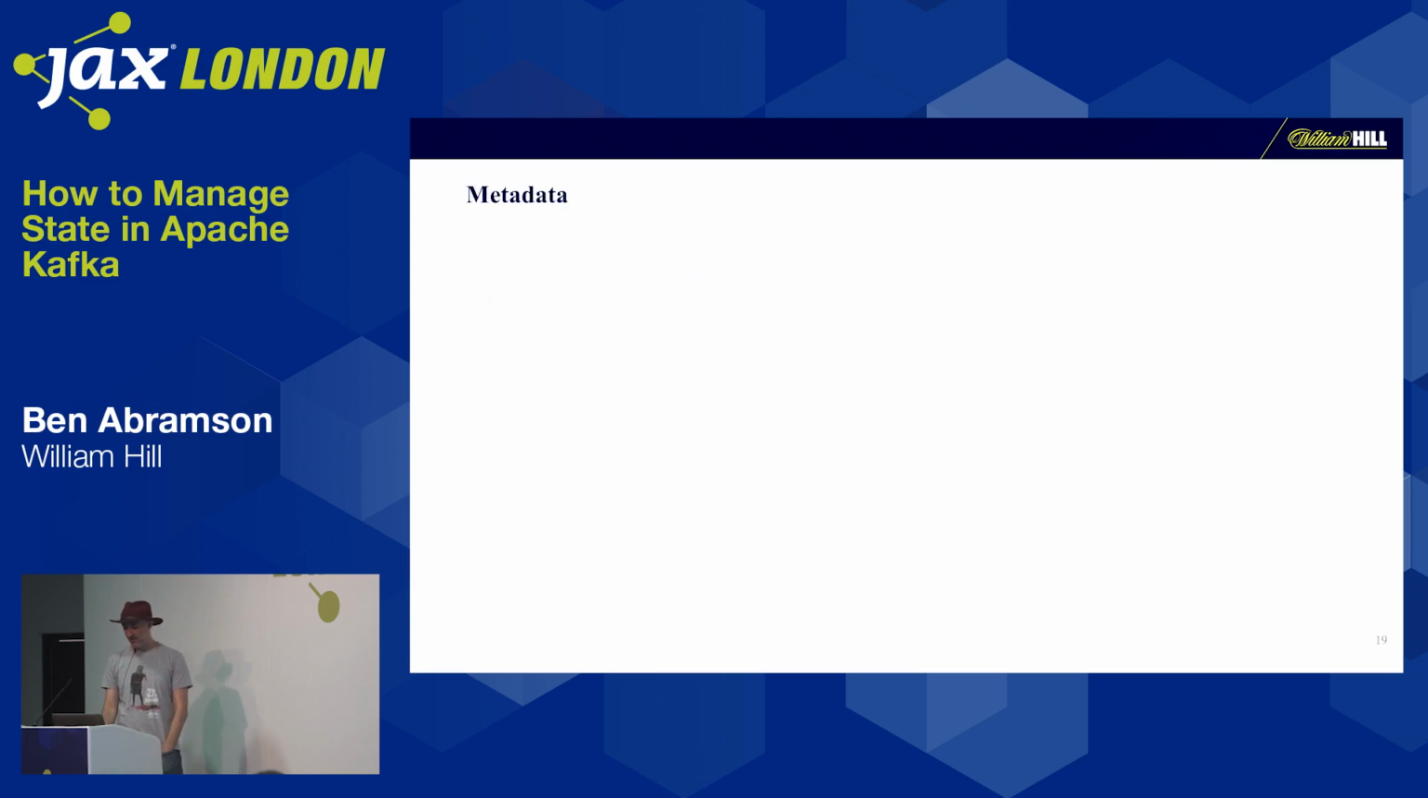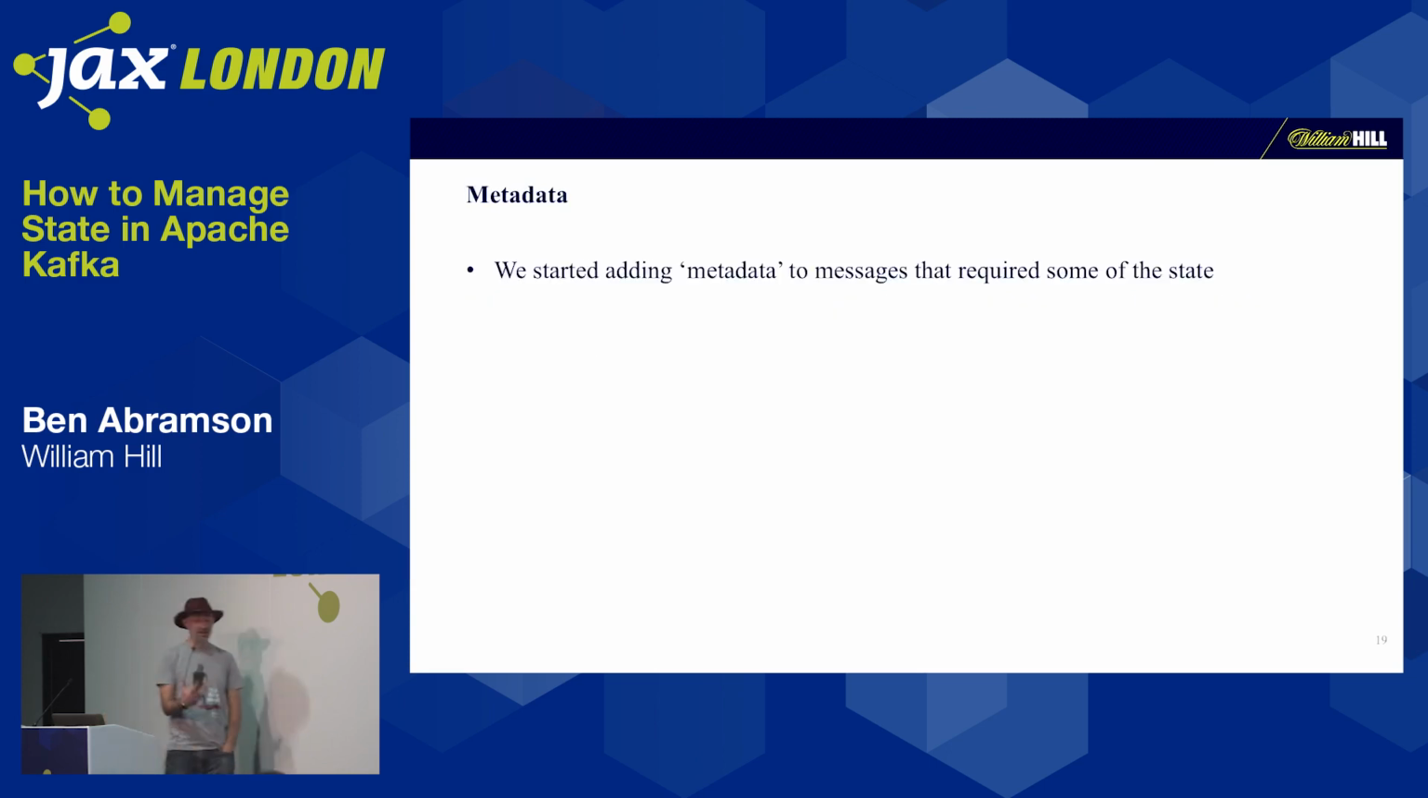So we started looking at metadata. And we started adding metadata to messages that required some of the state. And I'm going to go out on a limb and say most people have experienced something like this, where some architect hasn't thought of something, and they go, oh, just add a bit of metadata. And then, like, 3 months later, you've got a message header that's about 3 meg in size. I think a lot of us have experienced something like that.